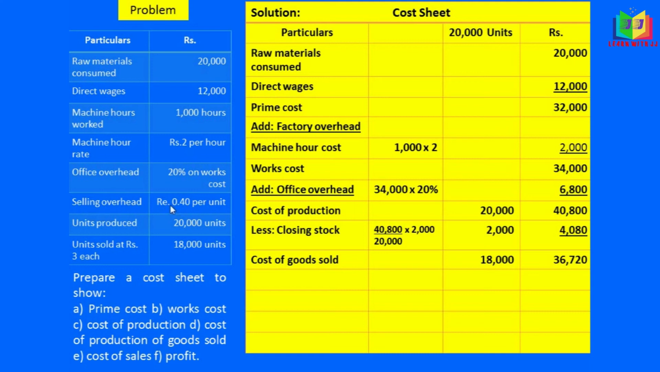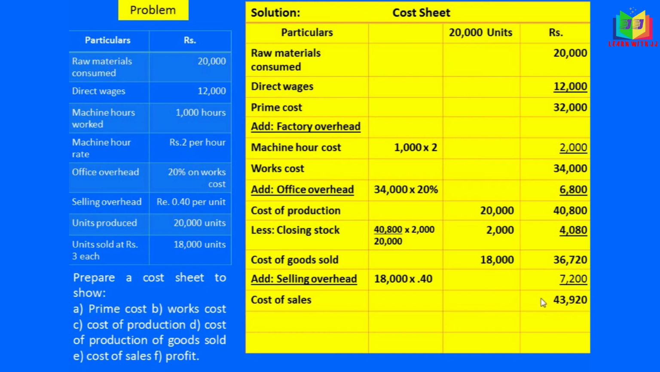Here the selling overhead is given per unit. The number of units sold we got, that is 18,000 units was sold. So 18,000 into 0.4 is the selling overhead, so we have to multiply this. We'll get 7,200 as the selling overhead. We have to add the cost of goods sold and the selling overhead. We'll get cost of sales, that is 43,920.